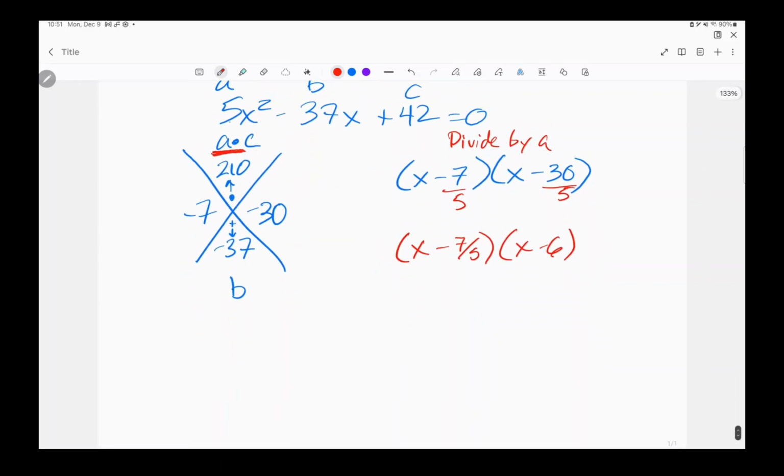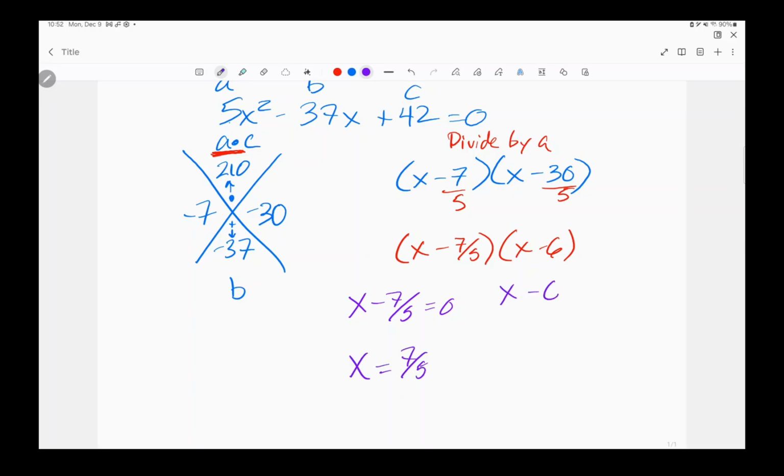All right. Now, to actually solve, what we're supposed to do is set each of these equal to 0. So x minus 7 over 5 is equal to 0. So x equals 7/5 if you add that over. x minus 6 equals 0. So x equals 6. And there are your answers.